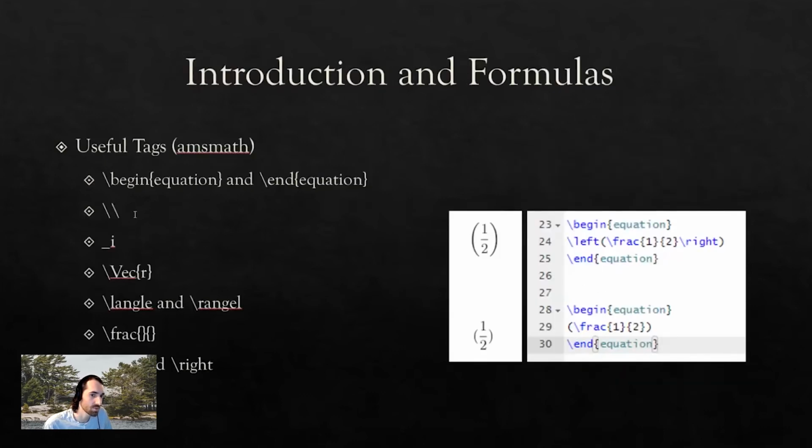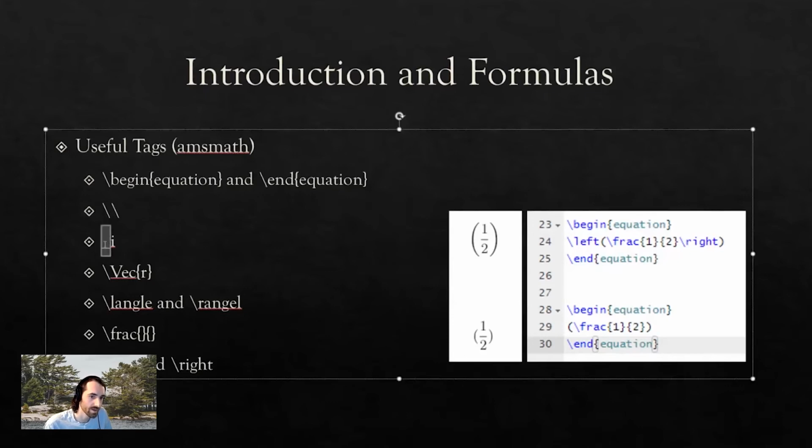Additionally, the double backslash allows you to separate lines in your equations. Adding _i with the underscore makes it subscripted. So if I want a small i on a variable, I would use _i at the end of the variable. And we'll see how this all works.